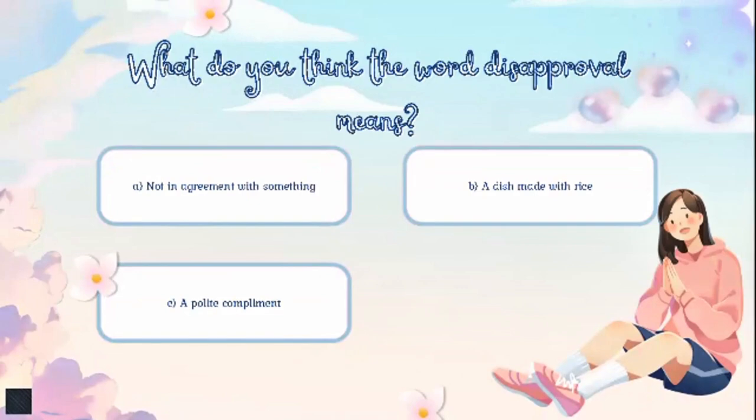What do you think the word disapproval means? Not in agreement with something? A dish made with rice? A polite compliment? Type your guesses in comments. Okay, let's break it down. Dis, that means not, and approval, that means in agreement. So, it's not in agreement with something.